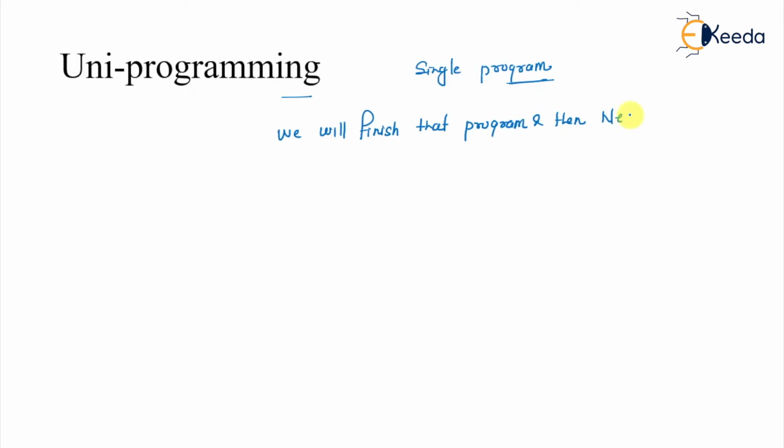Now uniprogramming, where a system is running a single program. In a uniprogramming environment, we want to run a single program at a time and finish it off, then finish that program, and then a new program will be selected.